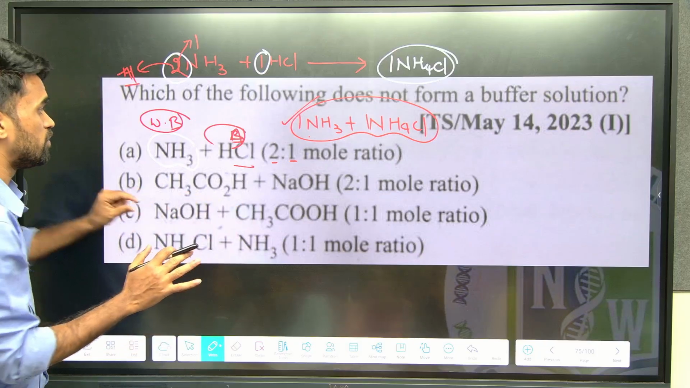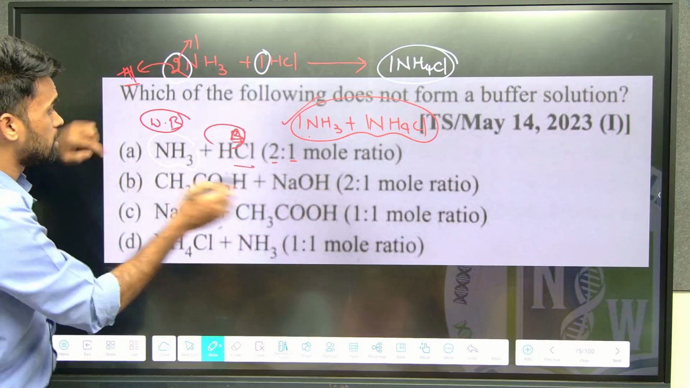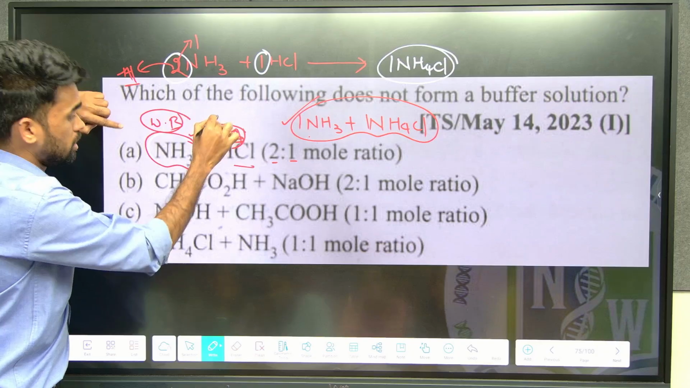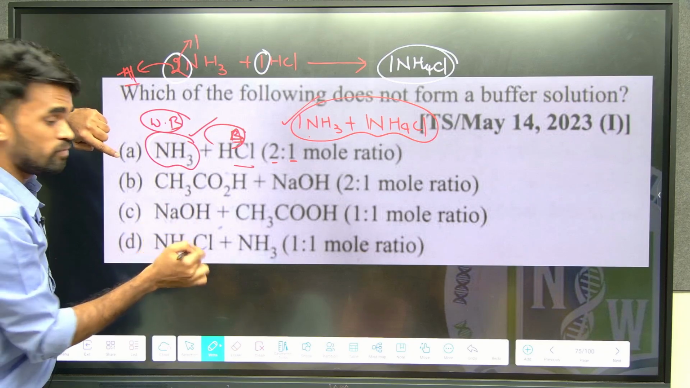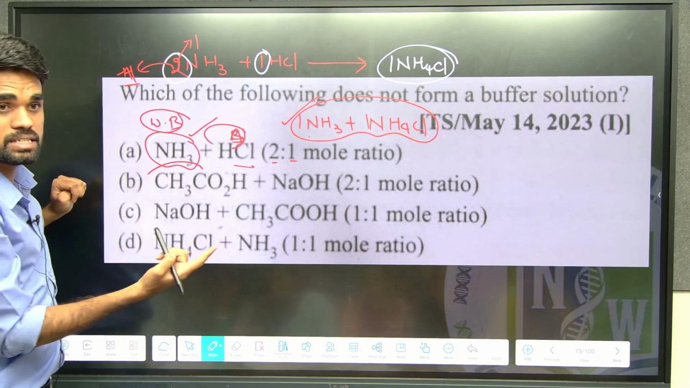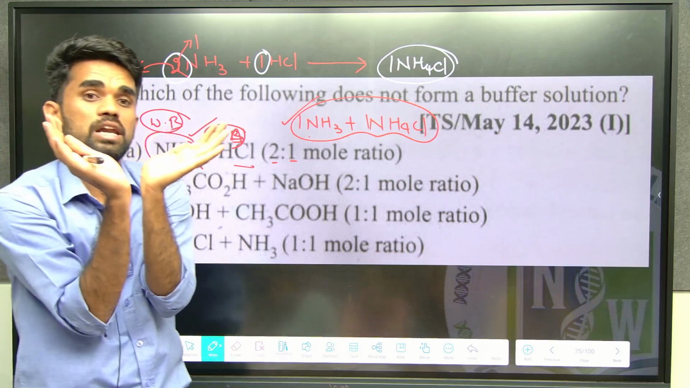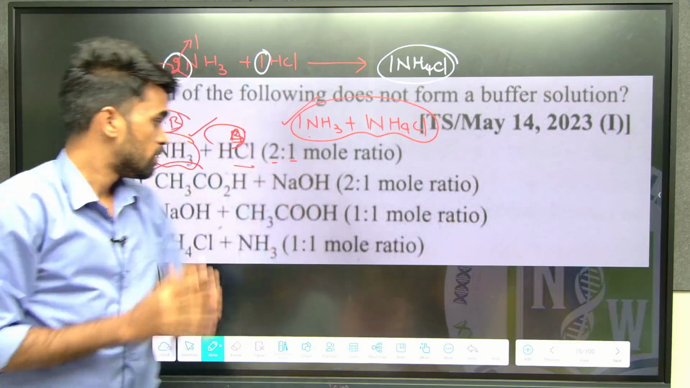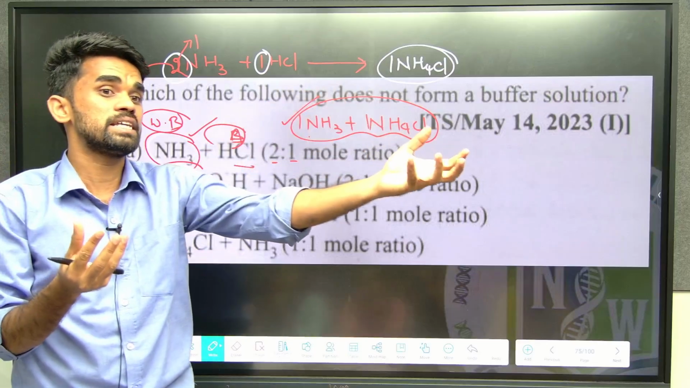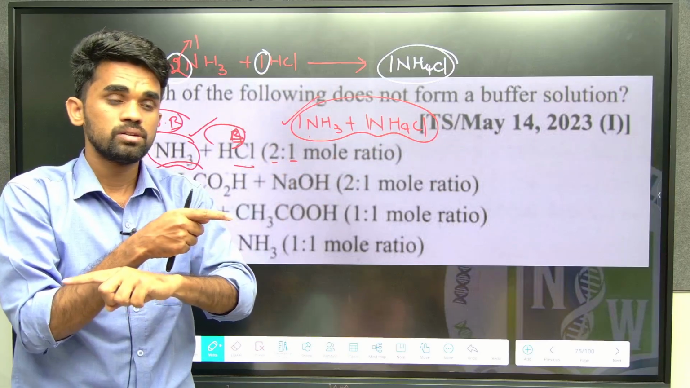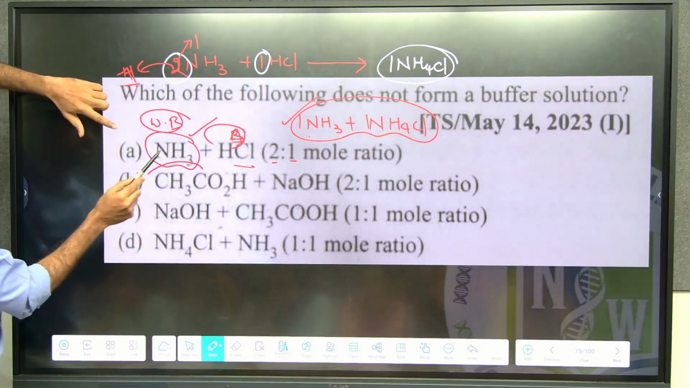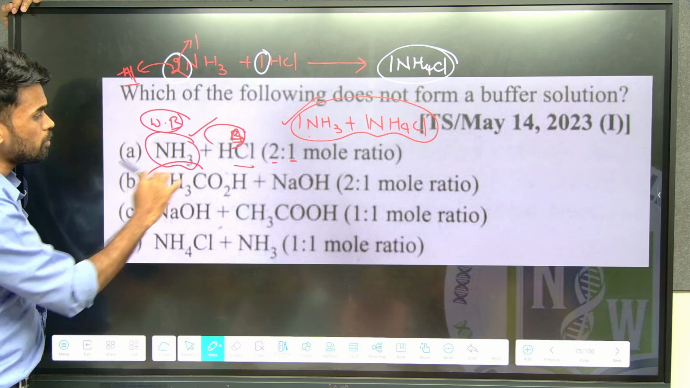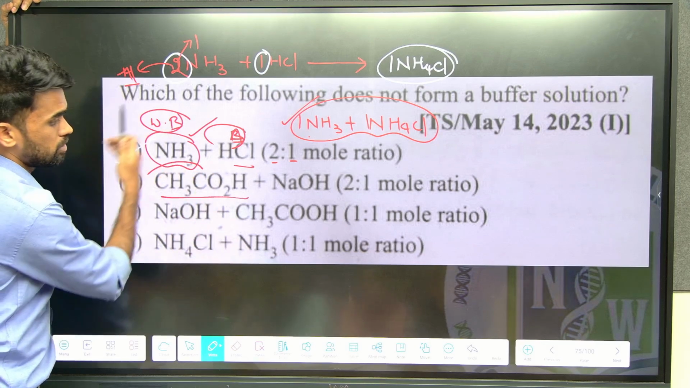If I say basic buffer, the basic compound, weak base should be taken in excess. If I say acidic buffer, weak acid should be taken in excess. If I take both acid and base in equal amount, they won't form buffer. If I take strong electrolyte in excess, they also won't form buffer. So now tell me whether first option forms buffer or not. Which type of buffer it is? Perfect. Next, this one you tell me.